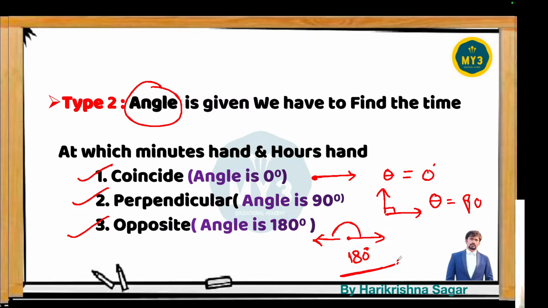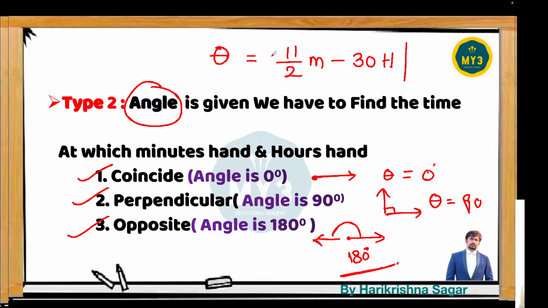They won't mention the angle is 0 directly. They will mention that the minute and hour hands will coincide from 3 o'clock to 4 o'clock or 6 o'clock to 7 o'clock, like that they will give the question. So you just need to look at the meaning of coincide and use that angle. You have to use this in the formula theta is equal to 11 by 2 m minus 30h. This is our formula.